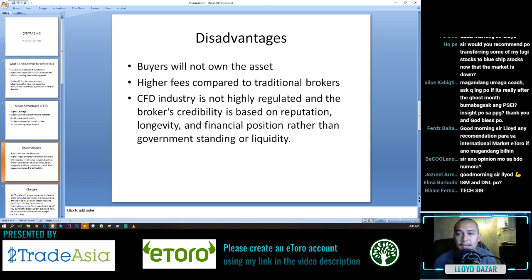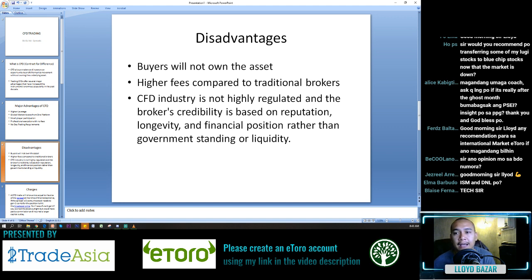mas maganda yung sa international market pa rin overall. CFD industry is not highly regulated, and the broker's credibility is based on reputation, longevity, and financial position rather than government standing or liquidity. It is important if you're looking for a CFD broker that it is regulated, right? ASIC, etc. Look for that. Kasi pag regulated sila, that means mas legit po yan. So if you're looking for brokers, look for this.